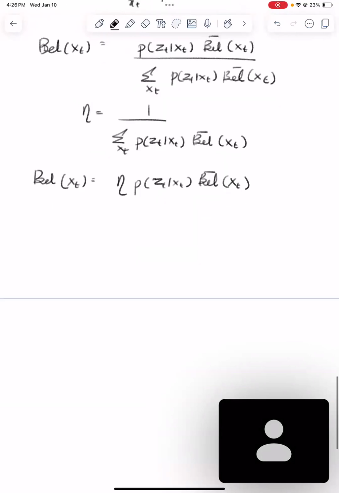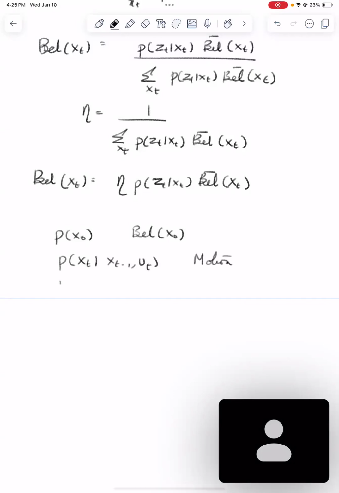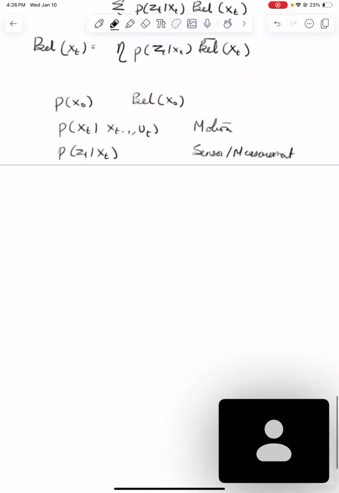And so let's recap what we did from the start. We started with P of x naught, our belief at x naught. We started with a motion model, P of xt given xt minus 1, ut. And we start with the sensor model, the sensor measurement model. And now what we're going to do is apply the same process over and over.